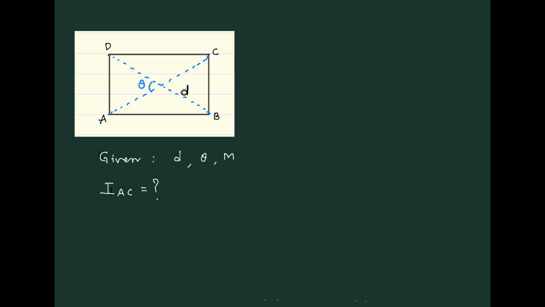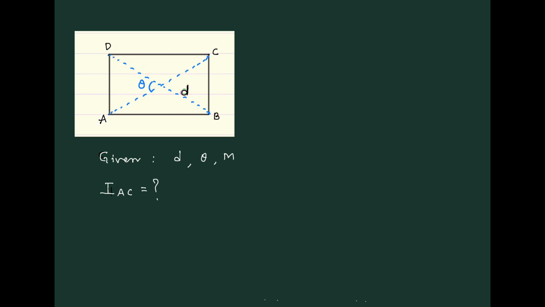In this question, we are given a uniformly dense rectangular frame ABCD. This rectangle has total mass capital M and is made of wire of uniform density. Each diagonal has length D. The angle between the two diagonals is theta.